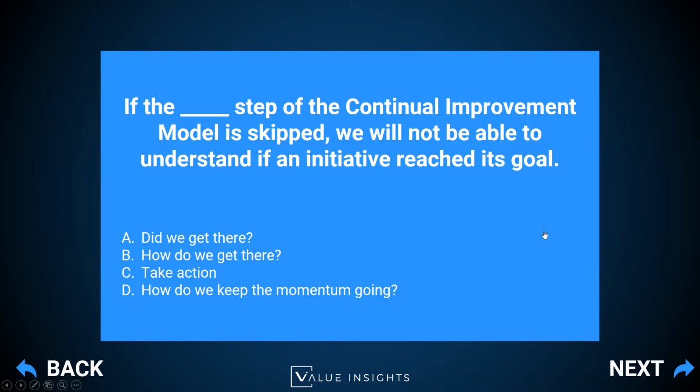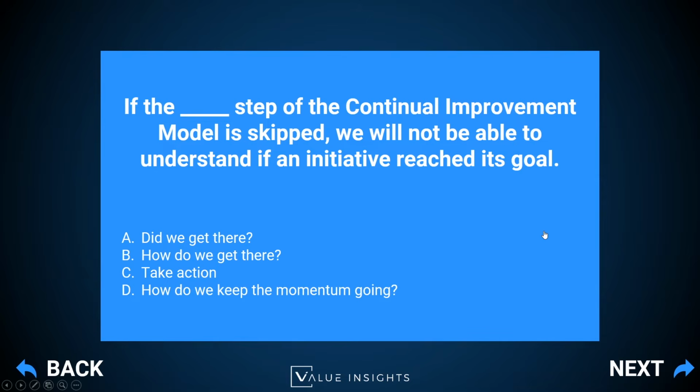B says, how do we get there? That's a little bit earlier. It actually thinks about how we would like to achieve these goals, like which project management methodology we'd like to choose, or how do we want to actually achieve what we plan for. C says take action. Well, it kind of speaks for itself. So we would actually act upon the plan of our initiative, of our project that we want to implement.